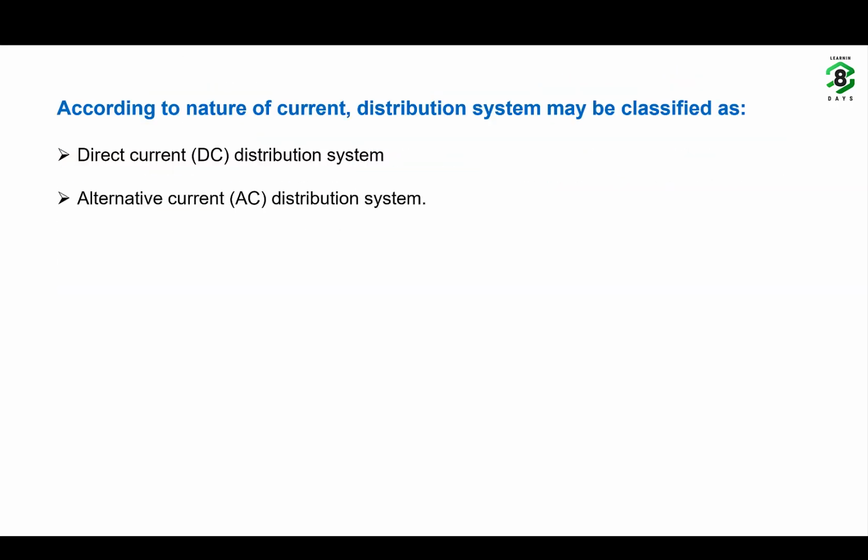Next, the types of distribution systems classified on the basis of the nature of current.